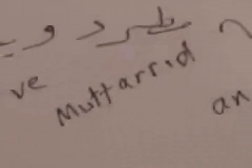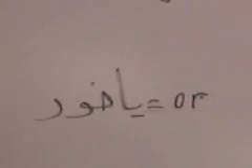where and, yahud, or, ghalib, dominant. Ghalaba, to defeat. Ghalib, defeater, defeater of the others. So more than 50%, majority is ghalib, because they are defeated on the other side.